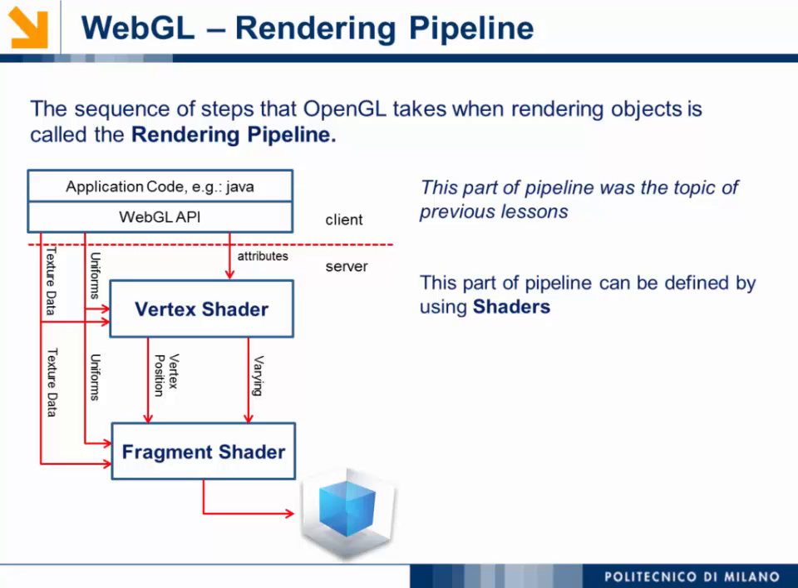In the full version of OpenGL, as well as, for example, in DirectX, etc., there are many more steps. Not only a vertex shading step and a fragment shading step. There can be many more shaders, and that means many more steps. But let's focus on those two because they are the most important.